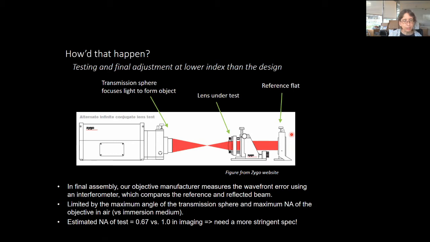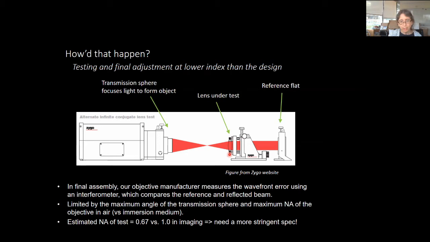And so this is a pretty common way, I know now, for building an objective. You put it into an interferometer setup, and you're looking at a light beam that the interferometer makes for you, going through your lens under test and coming back from a reference flat, and you look at interference fringes here. And actually there's an adjustable element in the objective that they set while it's in the interferometer to correct for the aberrations. And this works great, there's nothing wrong with that.